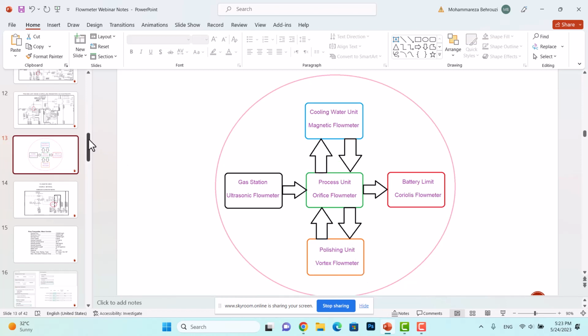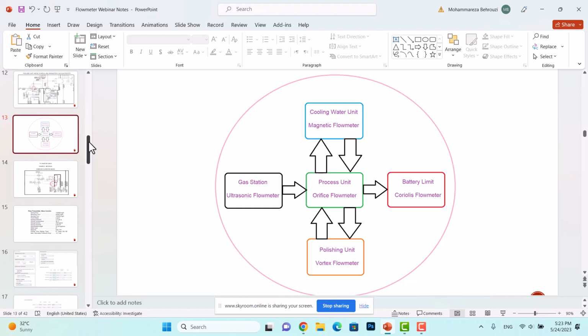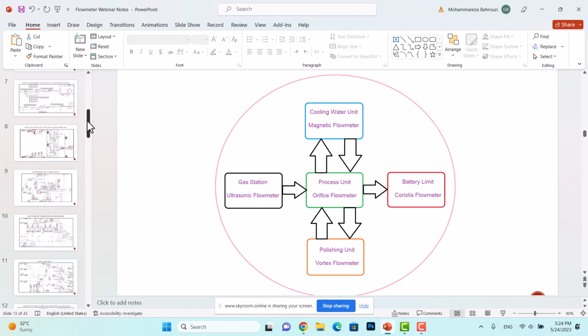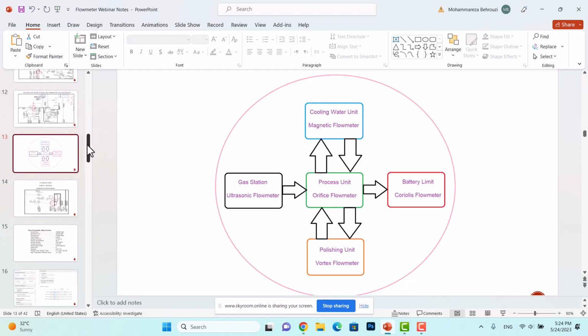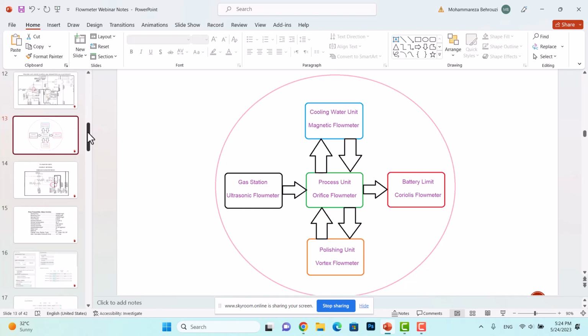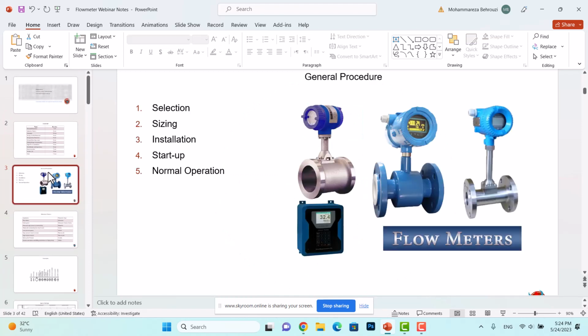Now the process of selecting the proper type of flow meter is finished. Based on these criteria, based on this procedure, you can simply select the best type of flow meter for your applications. Now the next step, based on the general procedure, is the sizing of them.